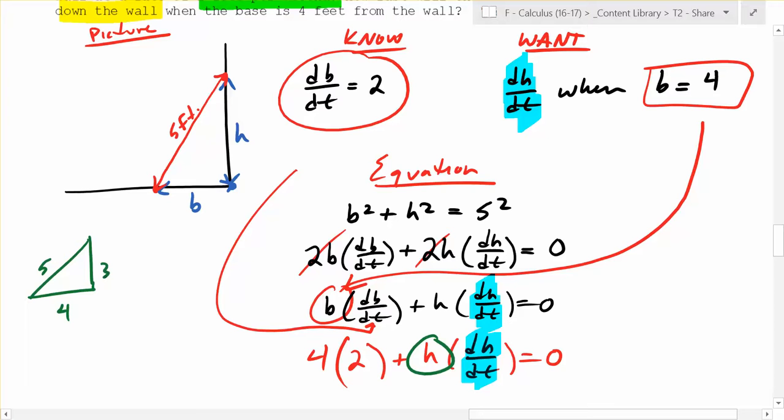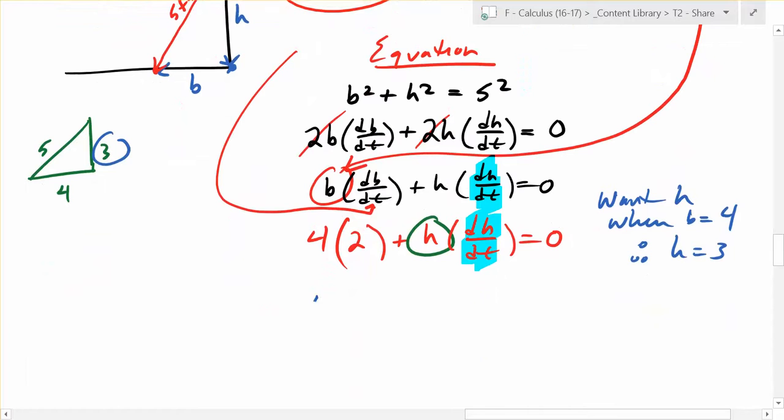3. So some of these are set up really nicely. Are they always set up really nicely like that? Not always. You might have to use the Pythagorean theorem to find the h. But in this case, what's the h going to be when b is 4? 3. Therefore, h is 3.